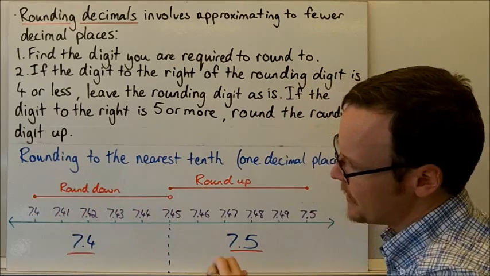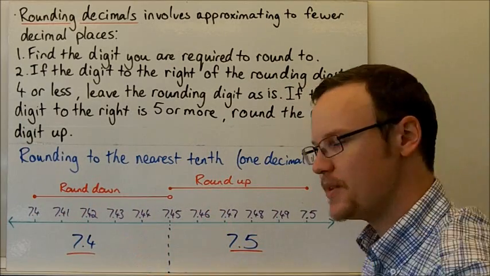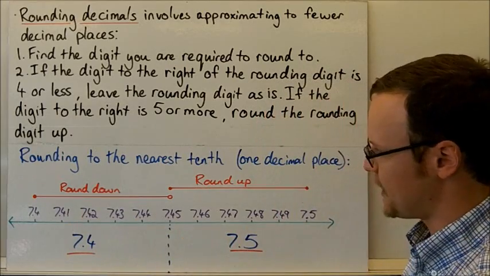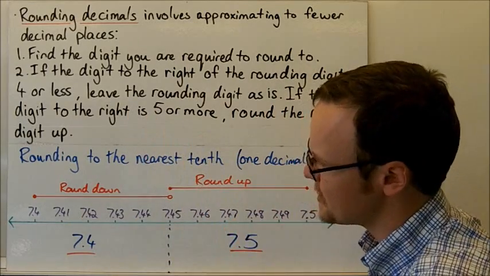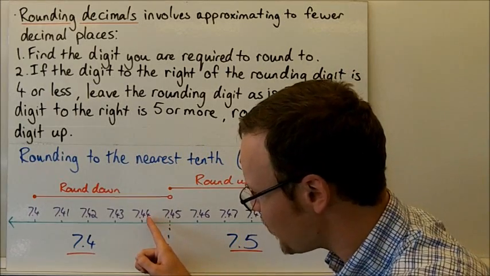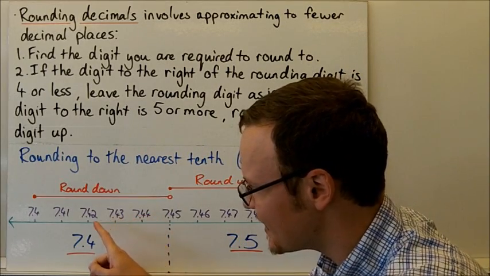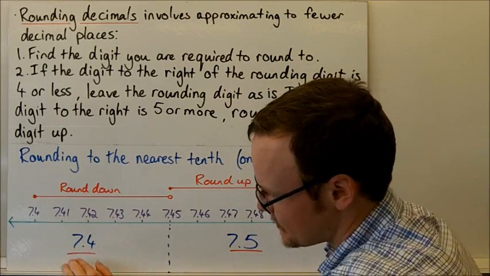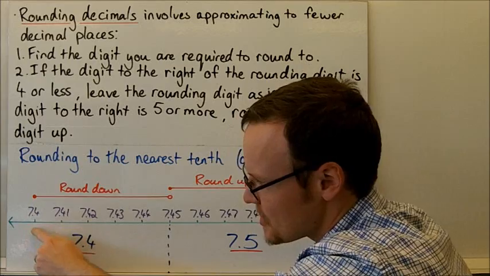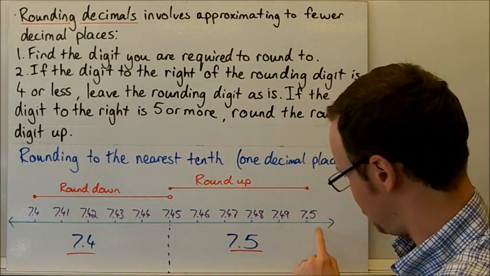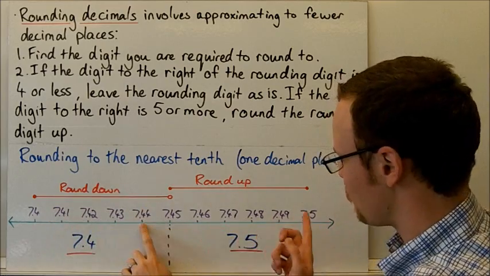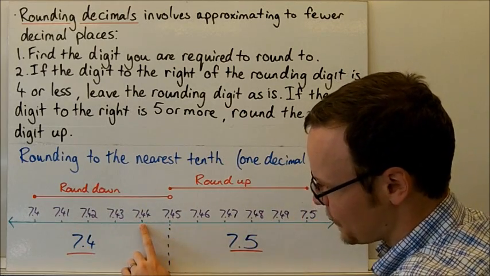So here there are some numbers that could be rounded down or rounded up. Now, as it says here, if the digit to the right is 4 or less, so if it's down here, then it's rounded down to 7.4. That's because all of those numbers there are closer to 7.4 than they are to 7.5, which is here. So this number here is obviously closer to 7.4 than 7.5. This is the midway point.